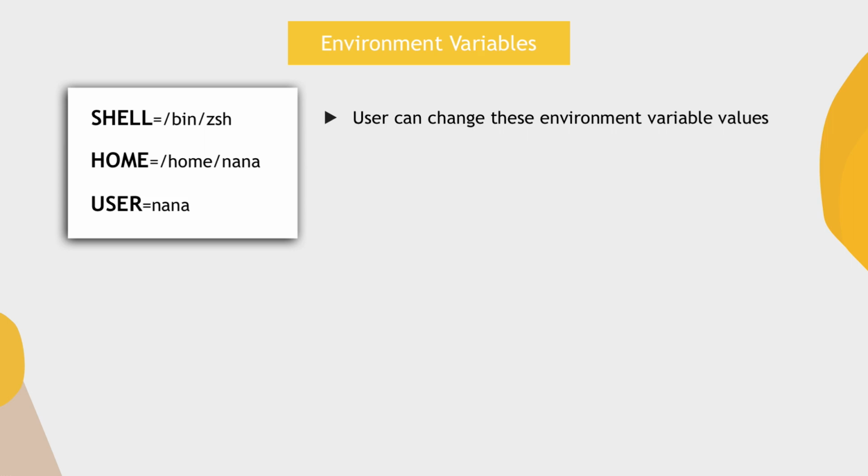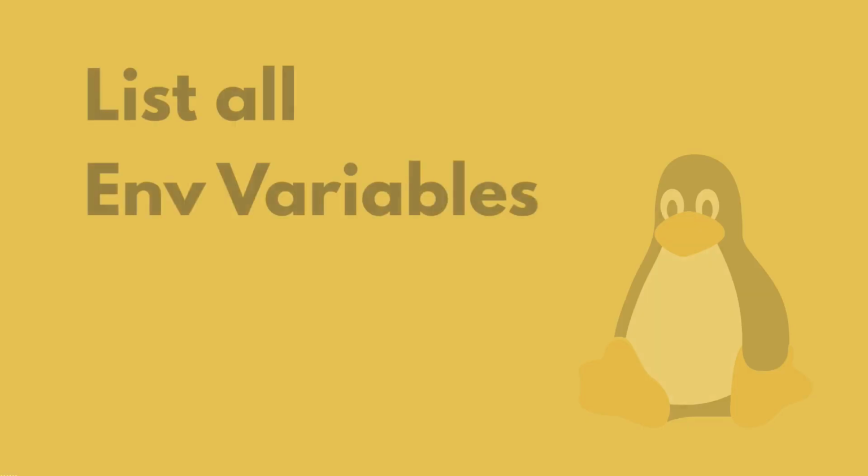So as you see, a user can change these environment variable values. They are set by the operating system, but you can change them. That's why we call them variables. They have dynamic values that can be changed. So let's see how you can access these variables in your system.